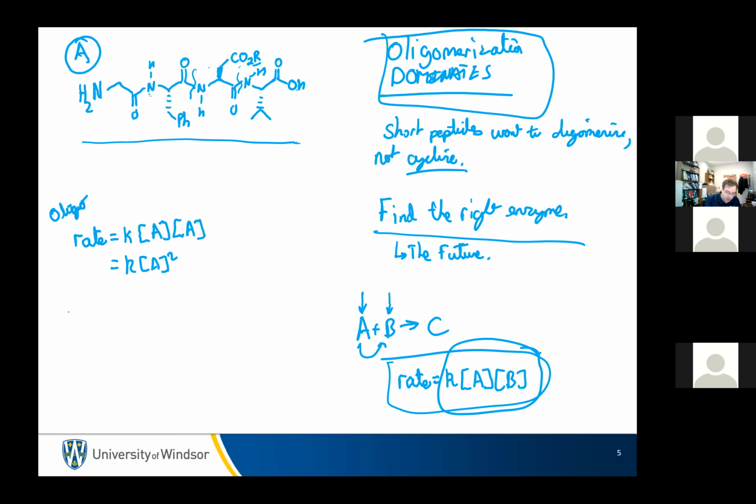Okay. Cyclization, rate equals k1, we'll call it k1. What concentration matters for cyclization rate? This one we need. Concentration doesn't matter. Nope, be careful. So the amount of time it takes for one molecule to react, the concentration doesn't matter.